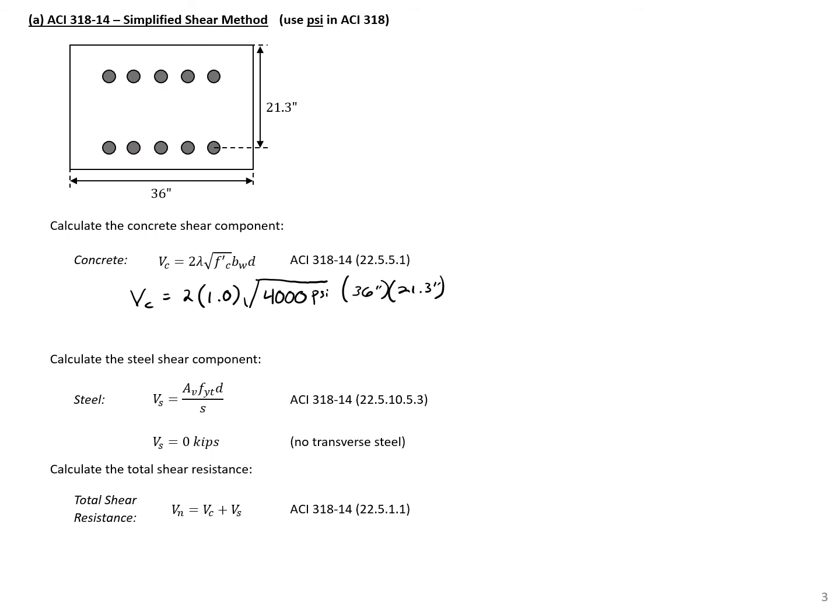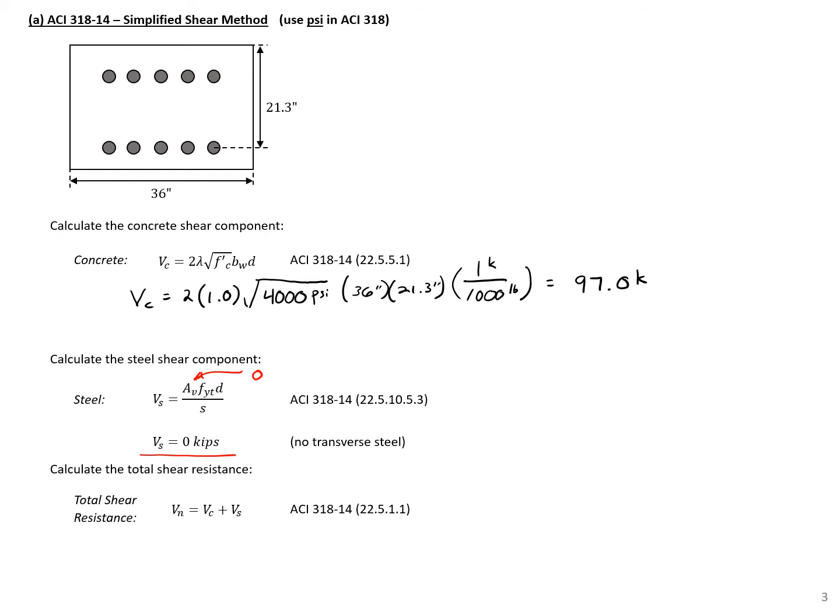And I'm going to take this times 1 kip per 1,000 pounds to convert our units to kips, and we'll get 97.0 kips. We can then see we don't have any transverse steel, so our Vs is going to be equal to 0. So our Av is equal to 0. So we have no transverse steel, so we have no Vs component.